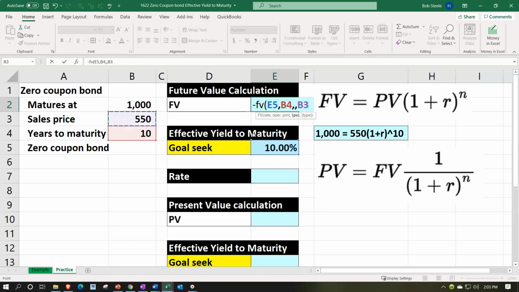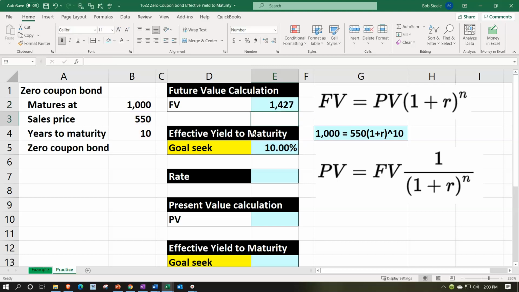Sorry, this is the present value, the $550. Closing this up, that's going to give us the 1,427. Now we want to change this 10% to whatever it needs to be to get that 1,427 to equal $1,000. So we could do that by changing it manually to 8%, for example, and so on until we get there. Or we can ask Excel to do that with Goal Seek.